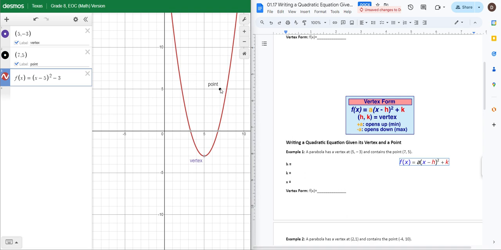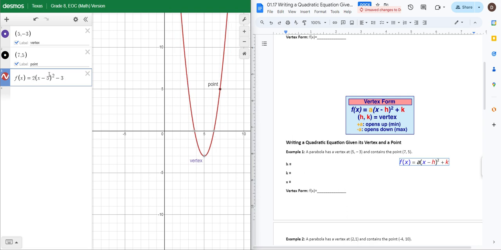So I'm going to begin this process by inputting the first whole number that is going to be a vertical expansion. That first whole number is going to be 2. And just like that, I have my point. It goes through the vertex, it goes through the point, so I know that the correct equation in vertex form is f of x equals 2 times x minus 5 squared minus 3.